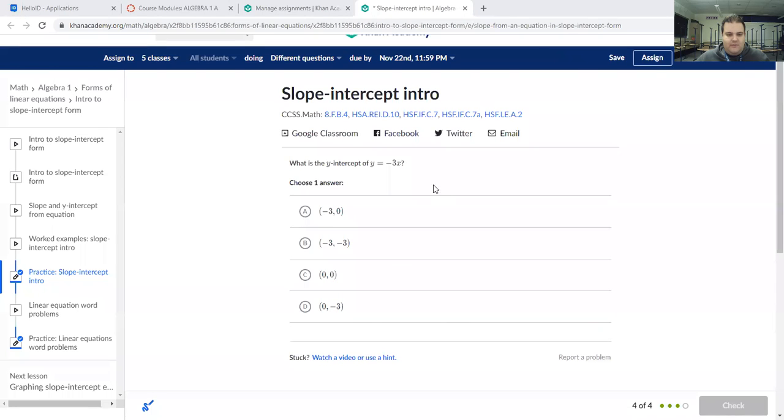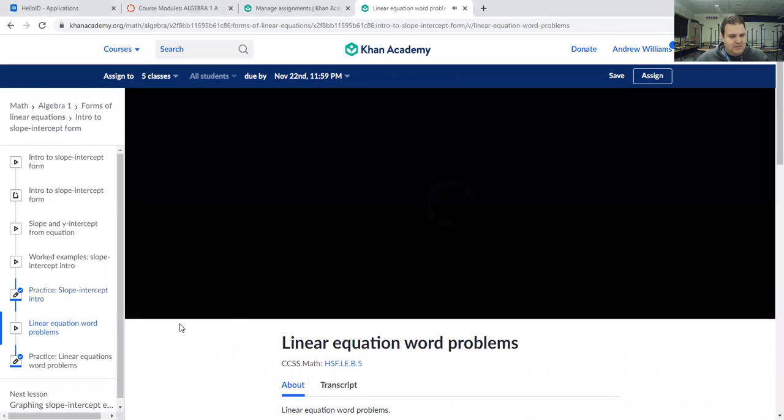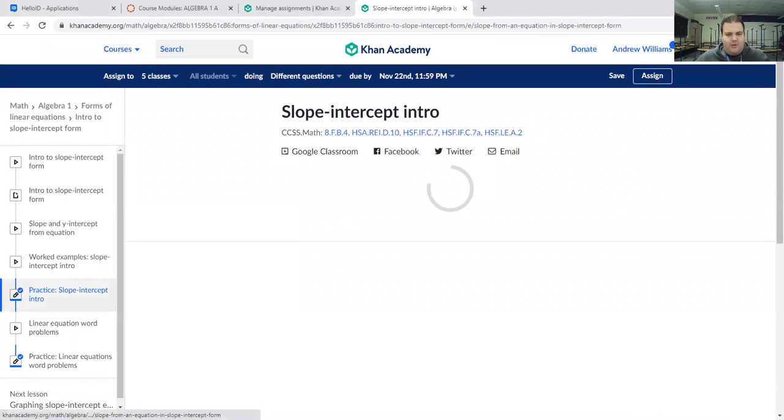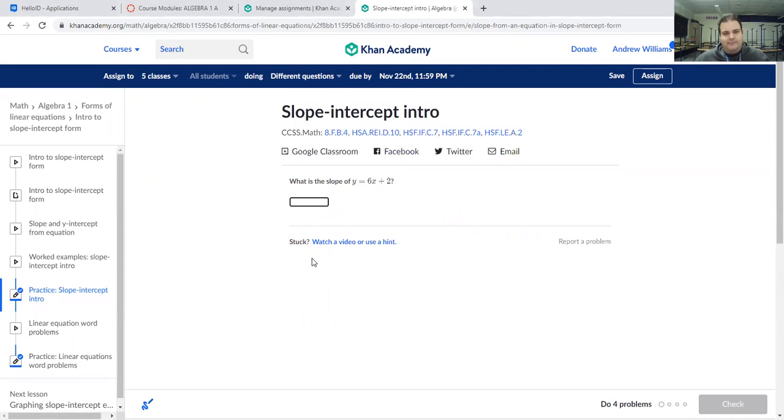And I'm going to go ahead and clear everything out for you. I'll do one more problem here just to stay consistent, just because I like to do 4 problems, and we'll see if we get something different. What is the slope? Slope is always attached to the variable.